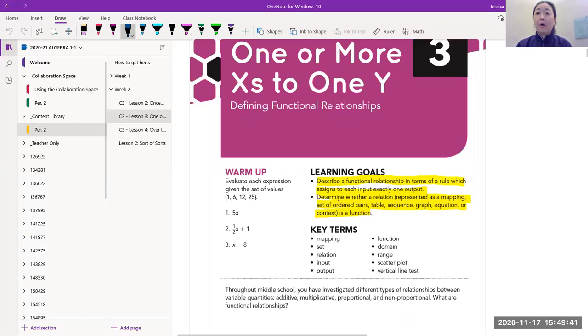And then also determine whether a relation represented as a mapping, a set of ordered pairs, table, sequence, graph, equation, or context is a function. If you don't know mapping, we're going to learn that today. So we're going to determine whether something is a function or not a function. More specifically, whether a relation is a function or not. If you don't know what a relation is, then we're going to talk about that too.